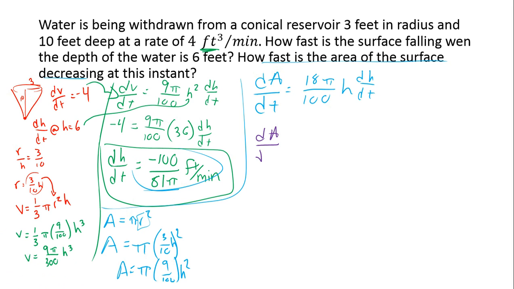So dA over dt is equal to 18 pi over 100 times 6 times negative 100 over 81 pi. Right. And then we will simplify the rest of the way through. And we end up getting our dA over dt.